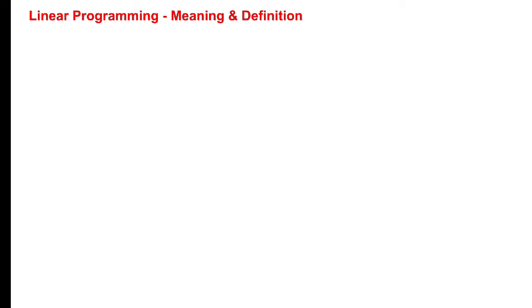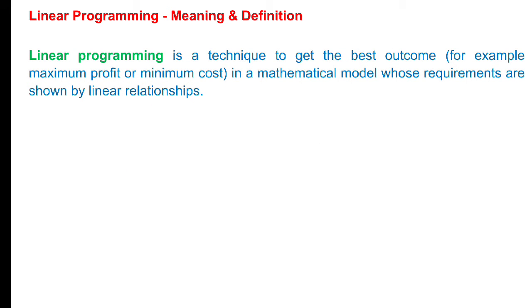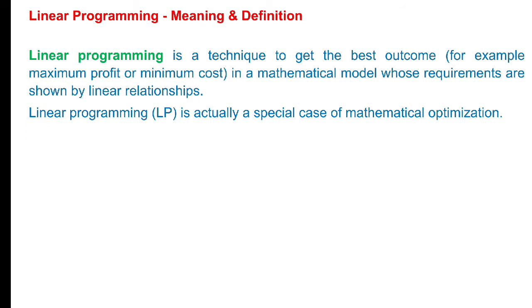Now we are going to study what are the definitions and meaning of LPP, linear programming problem. Linear programming is a technique to get the best outcome in a mathematical model whose requirements are shown by a linear relationship. Whenever we get profit or gain, we maximize. If it is not, we will try to minimize. Actually, it is a special case of mathematical optimization.